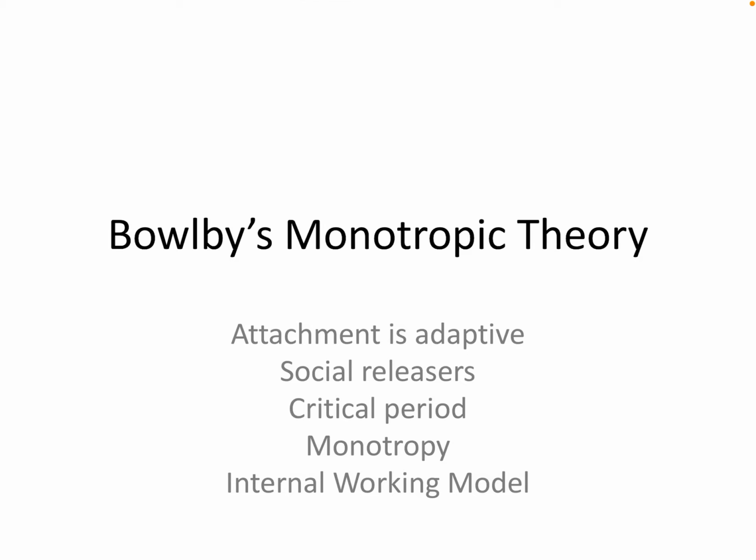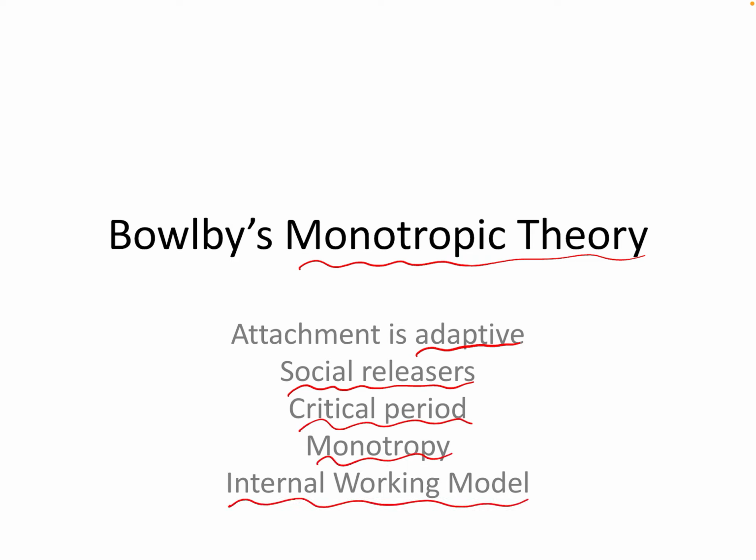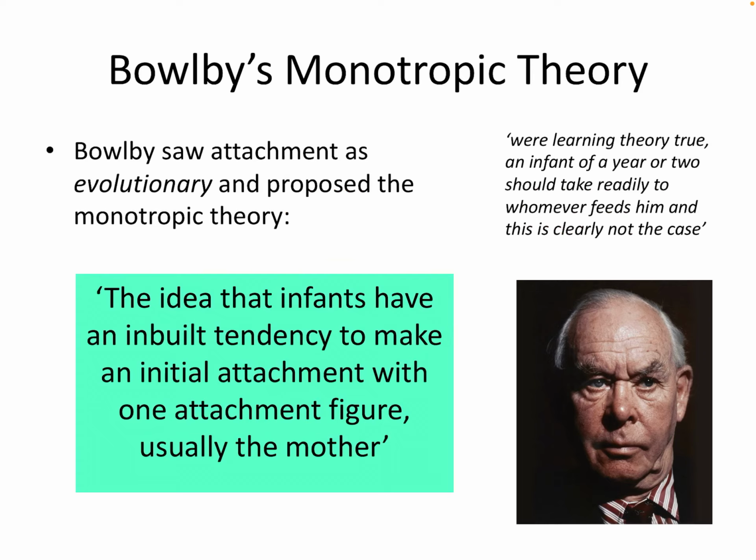In this video we're taking a look at our second theory, or second explanation for attachment, which is Bowlby's monotropic theory. And these are the key words that we're going to be coming across in this video: the idea that attachments are adaptive, social releases, critical period, monotropy, and the internal working model. So I would suggest that for each of these terms you have them written down with the definition, i.e. you're keeping a glossary.